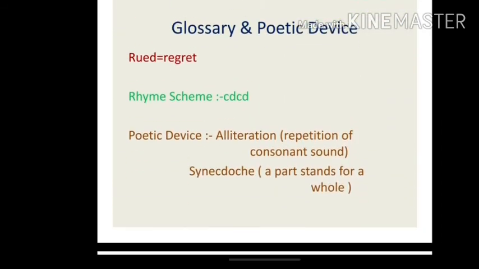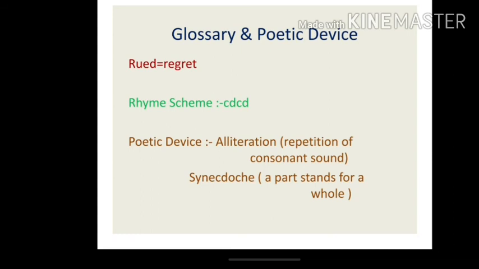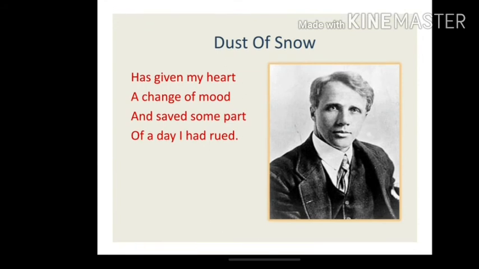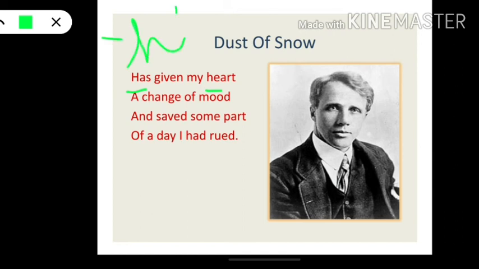Then poetic devices, alliteration and synecdoche. These are the poetic devices used by the poet in this stanza. Now let's see what is alliteration. Alliteration means the repetition of consonant sound. See here, first line, has, heart. In these two words, the first H sound is repeated. Okay, has and heart. So the H sound is repeated in both these words. So the figure of speech is called alliteration. Okay, alliteration is used here.